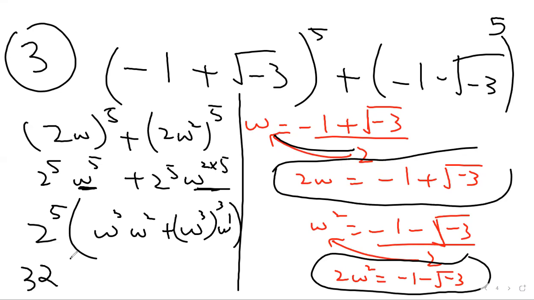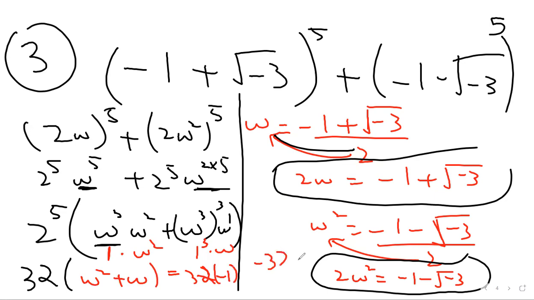2 power 5 is 32. Omega cube value is equal to 1, so 1 power 3 into omega. It will become omega square into omega. We know that its value will be equal to minus 1. 32 into minus 1, the final answer is minus 32.